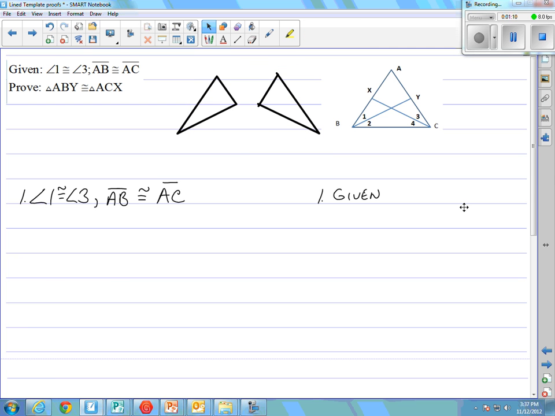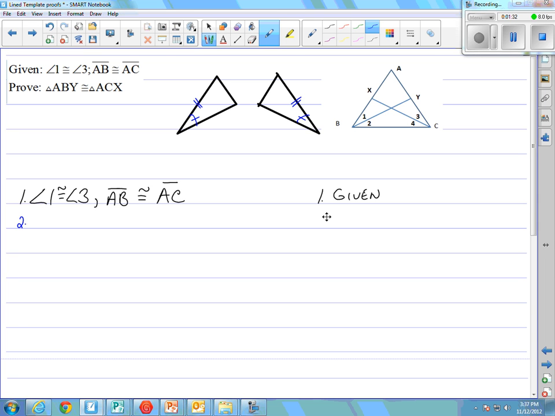And as I learn things about this, I'm going to fill that information into both parts here. But I know that AB was congruent to AB. That was given to us. Angle 1 is congruent to angle 3. That's given as well.